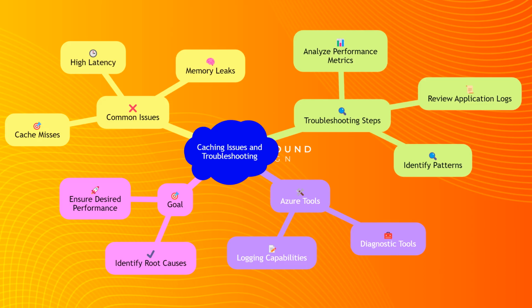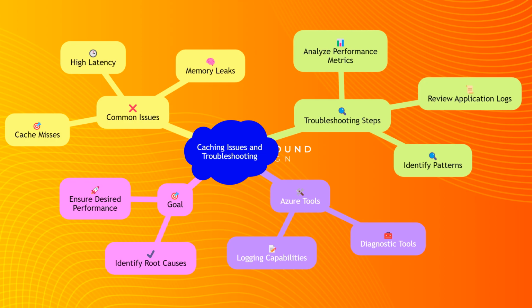Despite best efforts, issues with caching can still arise. Common issues include cache misses, high latency, and memory leaks. Troubleshooting these issues involves analyzing cache performance metrics, reviewing application logs, and identifying patterns that may indicate underlying problems. Azure provides diagnostic tools and logging capabilities to help with this process. By systematically identifying and addressing the root causes of caching issues, you can ensure that the cache continues to provide the desired performance benefits.